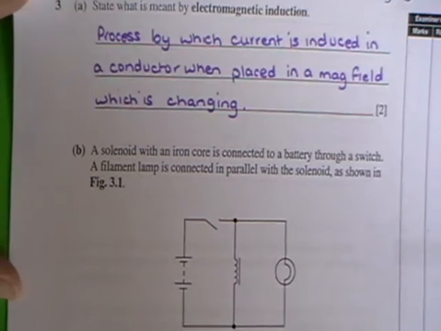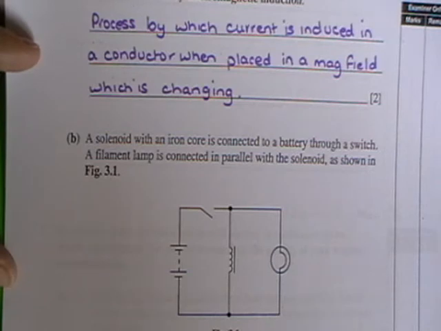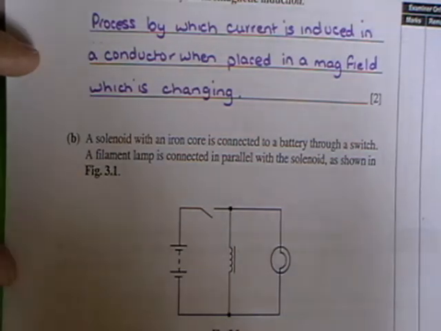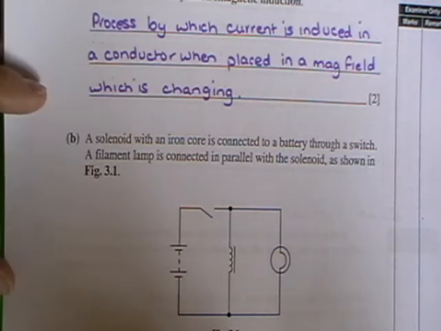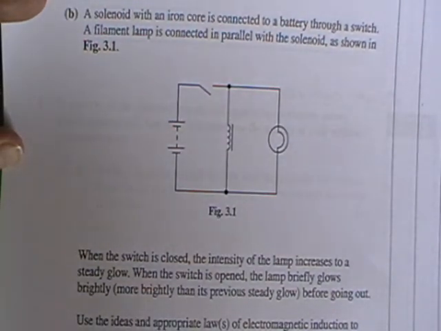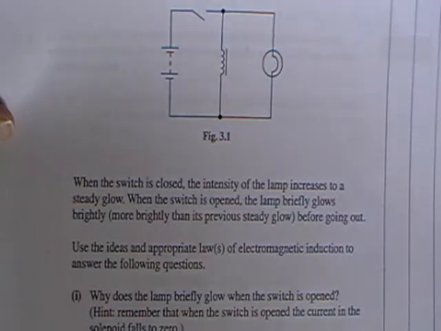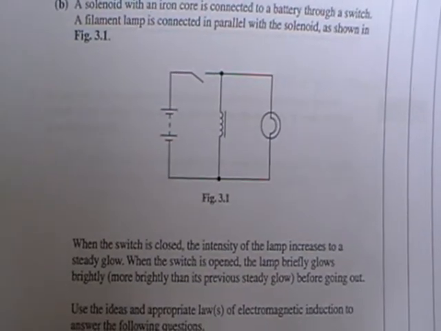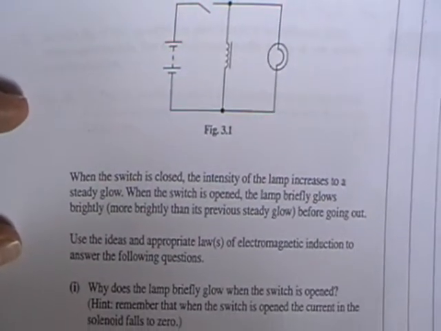Part B. A solenoid with an iron core is connected to a battery through a switch. A filament lamp is connected in parallel with the solenoid as shown in figure 3.1. When the switch is closed, the intensity of the lamp increases to a steady glow. When the switch is opened, the lamp briefly glows more brightly than it previously glowed before going out. Use ideas and appropriate laws of electromagnetic induction to answer the following questions. Why does a lamp briefly glow when the switch is opened? Hint, remember that when the switch is opened, the current in the solenoid falls to zero.